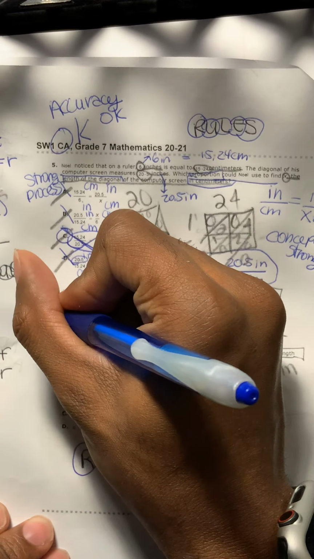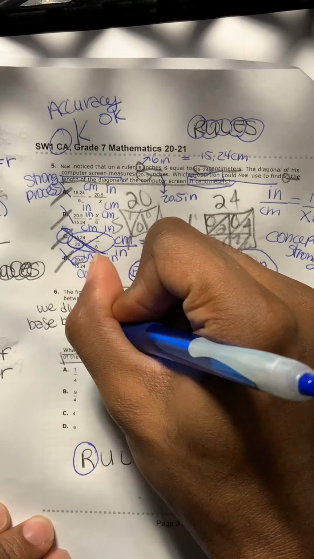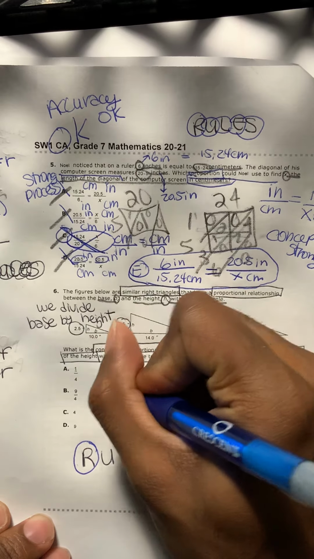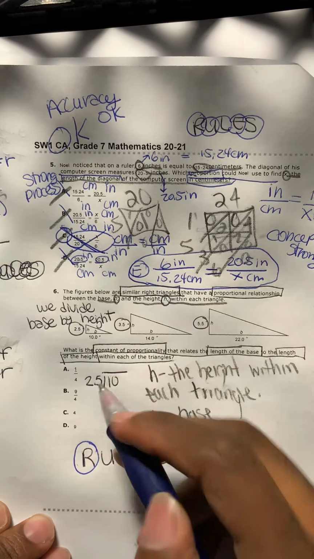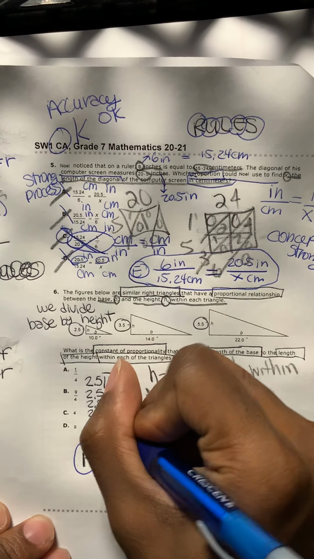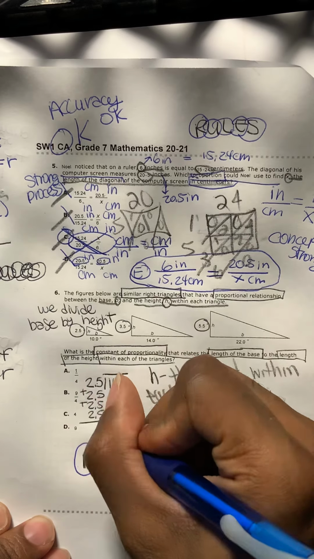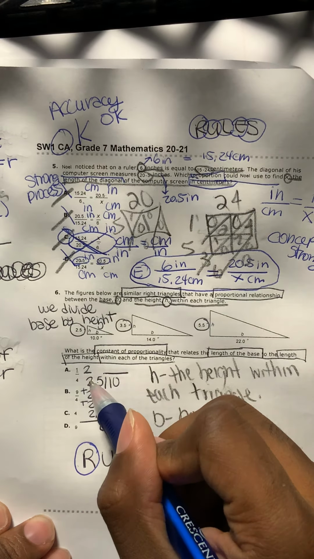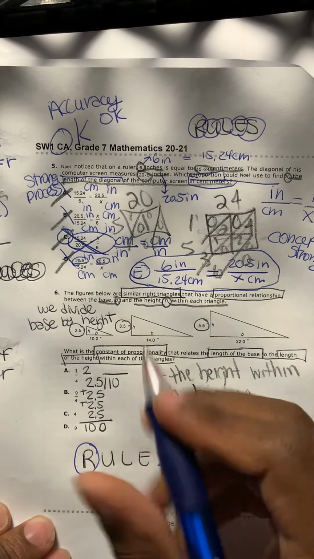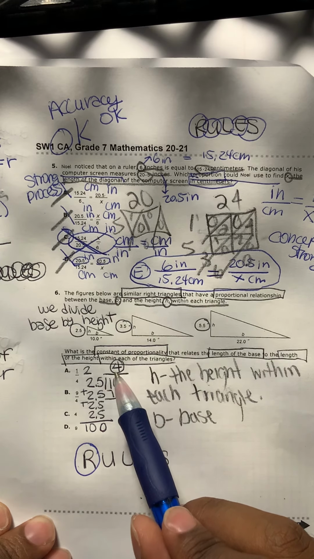We divide base by height. All right, we divide the base by the height. So what's 10 divided by 2.5? Okay, so 2.5, 2.5, 2.5, 2.5. If we add these all up, 5 plus 5 is 10, plus 5 is 15, plus 5 is 20. Then 0, carry the 2. 2 plus 2 is 4, plus 2 is 6, plus 2 is 8, plus 2 is 10. So 1, 2, 3, 4. 2.5 multiplied by 4 is equal to 10. So our constant of proportionality, ladies and gentlemen, is 4.